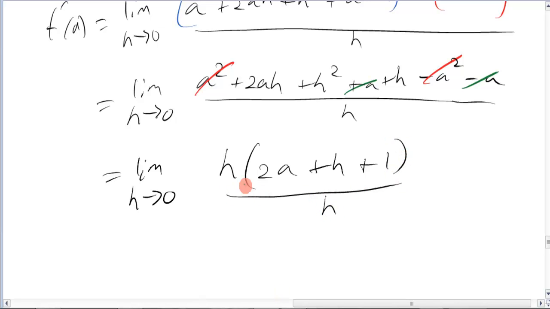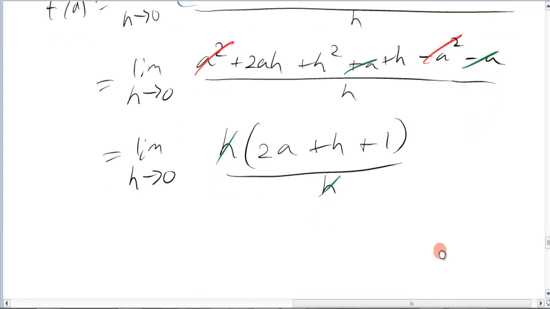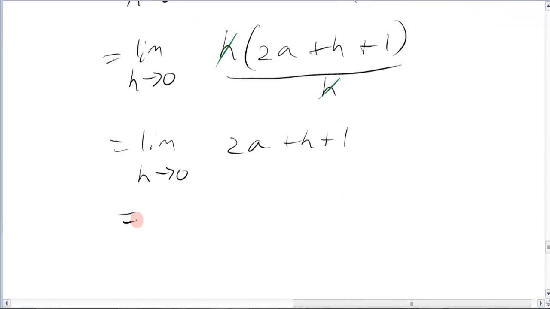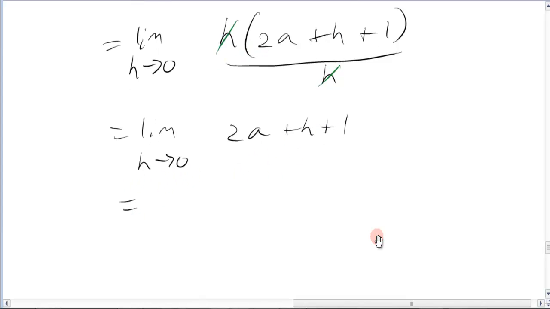So now when I simplify this term, my h would divide with my h, leaving me with the limit as h approaches 0 of 2a plus h plus 1. Now am I able to evaluate this limit? And yes, I can. I can just substitute in 0 for h because it would no longer cause me to have a discontinuity or a vertical asymptote or a hole or however you want to look at it. So when I substitute that in, that's going to leave me with 2a plus 1. So therefore, the derivative of f of a is equal to 2a plus 1.